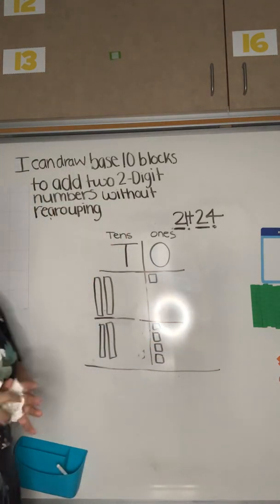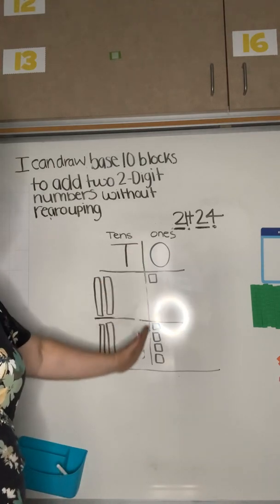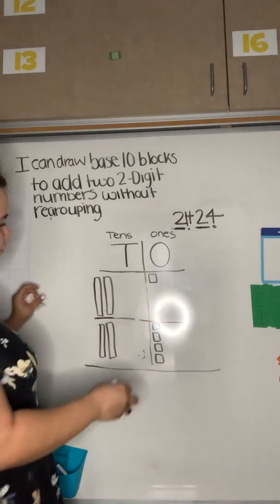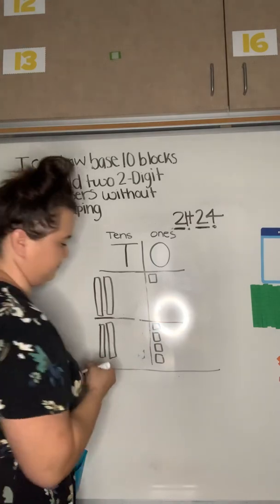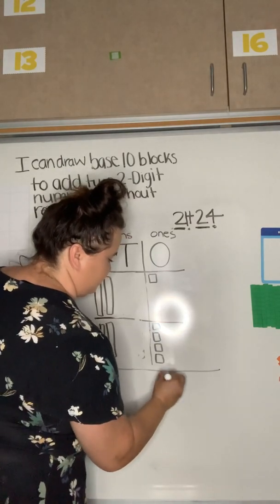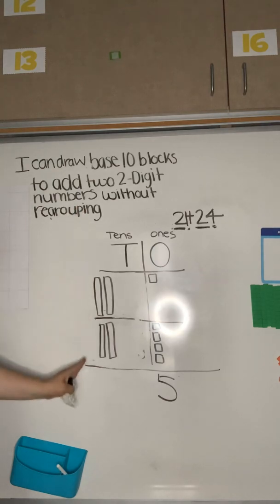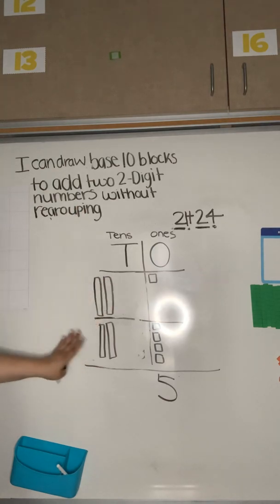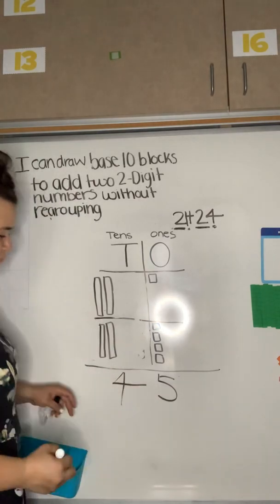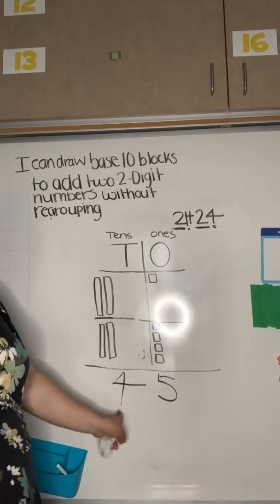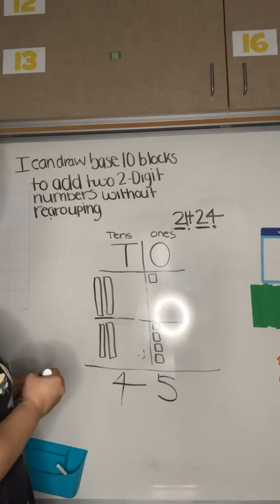All right, now our last step, and we're going to look at our drawings. How many ones did we draw in total on the ones? So 1, 2, 3, 4, 5. Now how many tens did we draw? How many tens do we have? 1, 2, 3, 4. So we have 4 tens and 5 ones, which makes 45. Good job.